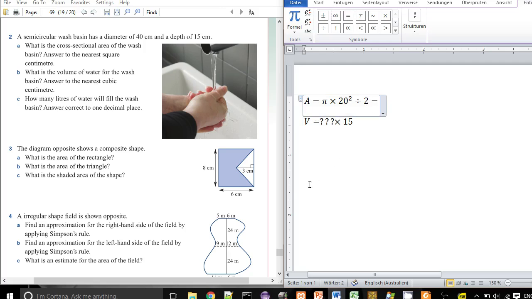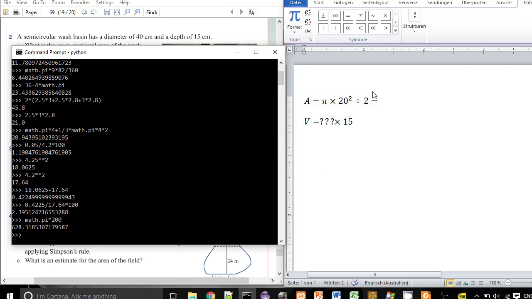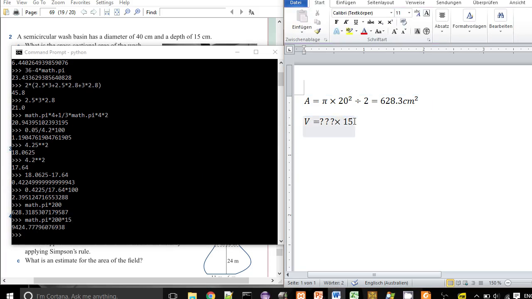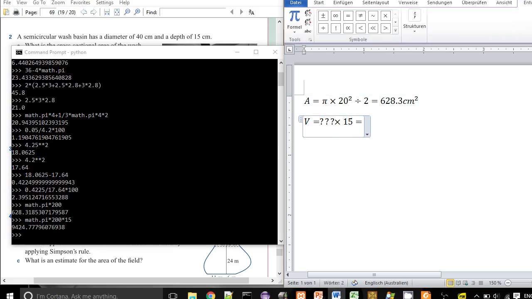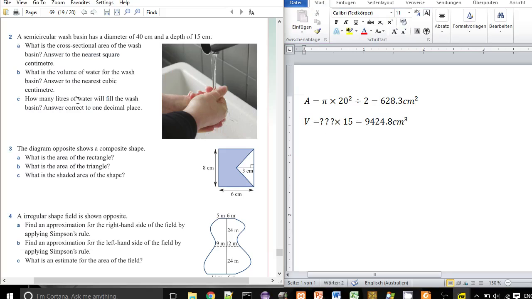Alright, let's just quickly figure these out. Times 400. Okay, so this is the first one. 628.3 will do. Square centimeters. Okay, and then times it by 15. 9424.8 will do. Centimeters cubed. Okay, so how many liters?